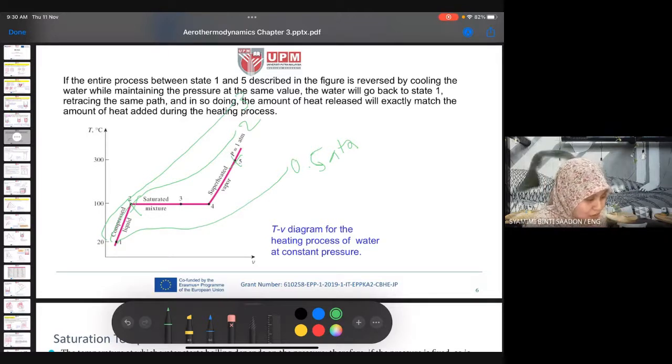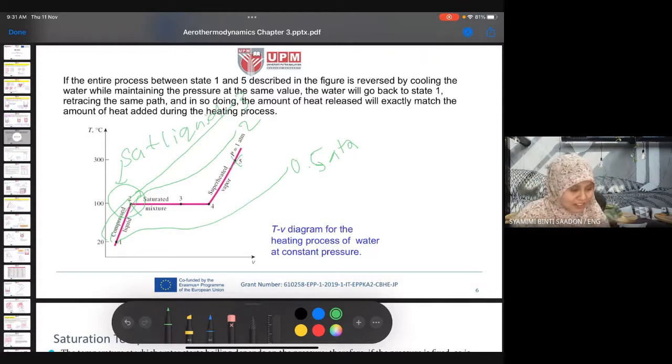This one is simple. For water, imagine we start with state 1. This process from state 1 to state 5 is what we call vaporization. We start with state 1 at 20 degrees Celsius and a certain amount of volume, where the water is in a compressed liquid phase. It reaches state 2 at around 100 degrees Celsius. At this point, at that exact point, state 2, it is a saturated liquid.